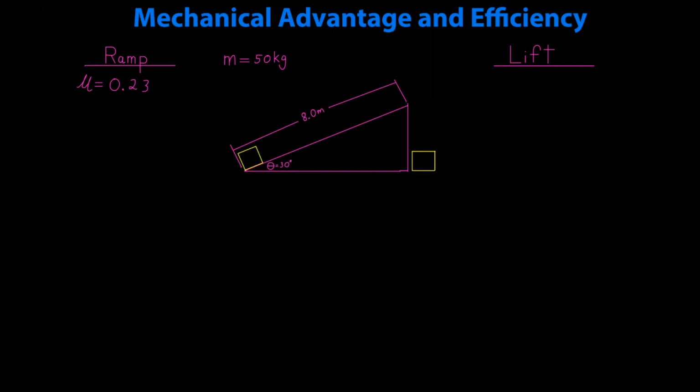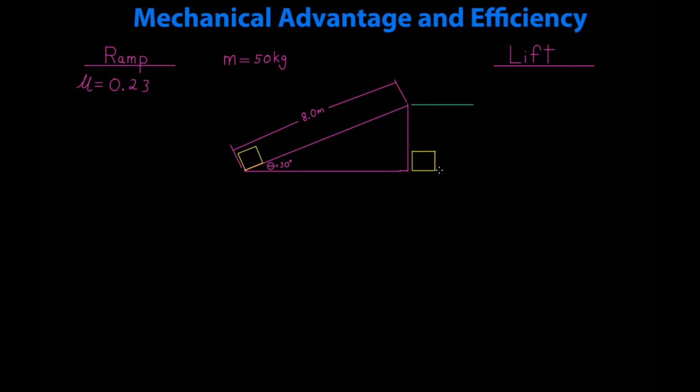Alright, let's do a problem that actually takes both of these into account. And for that, I'm going to use a simple ramp. The ramp is 8 meters long, the angle to the ground is 30 degrees, the mass of the yellow box here is 50 kilograms, and the coefficient of friction on the ramp is 0.23. Now, we're going to take a look at this two ways. One, pushing the box up the ramp at a constant velocity, and two, lifting the box straight up into the air at a constant velocity.